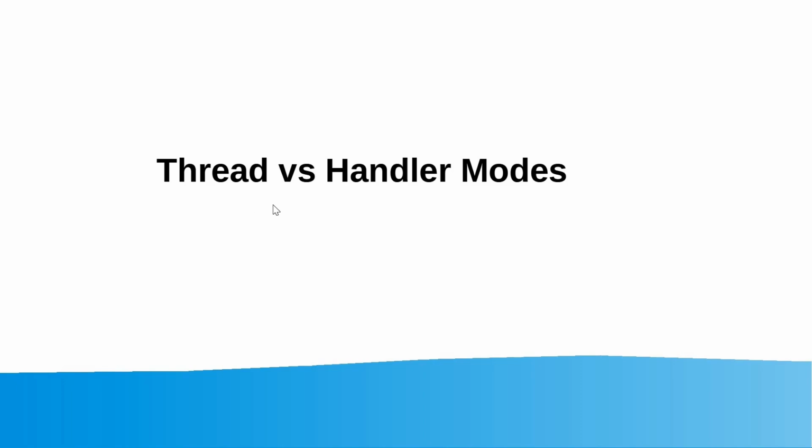In today's video, I will try to present the major differences between thread and handler modes within an ARM Cortex-M microprocessor. ARM Cortex-M microprocessors are well known for their power efficiency and small memory footprint, making them very suitable for microcontroller-based devices. Any ARM Cortex-M based microprocessor supports two modes, thread mode and handler mode.